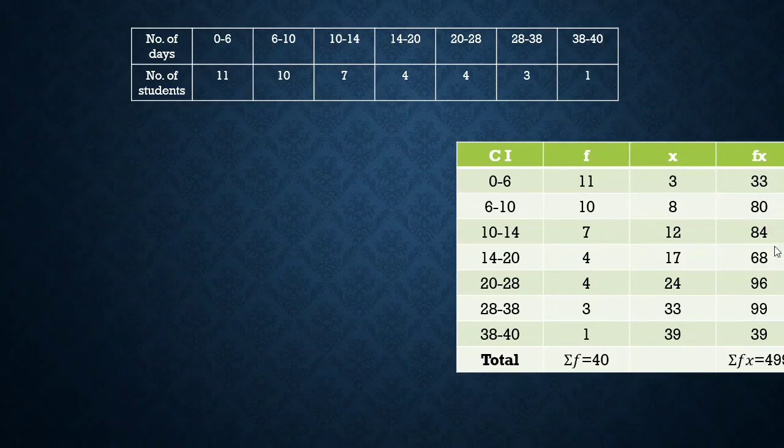And on adding all the fx values we get our summation of fx to be equal to 499. So to calculate mean we have mean is equal to summation fx divided by summation of f. So mean is equal to 499 by 40. On division we get mean is equal to 12.5 days. So on an average the number of days that the students have been absent is 12.5 days, which is nearly equal to 13 days.